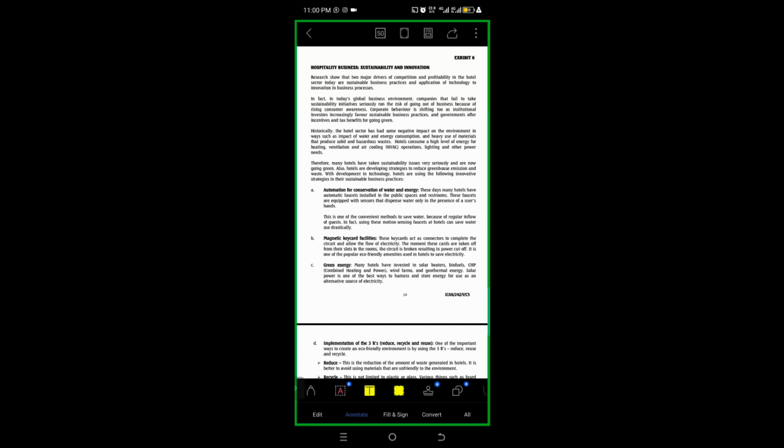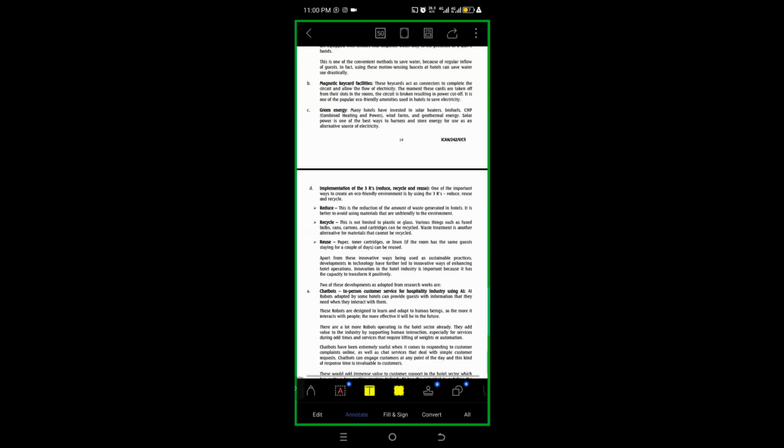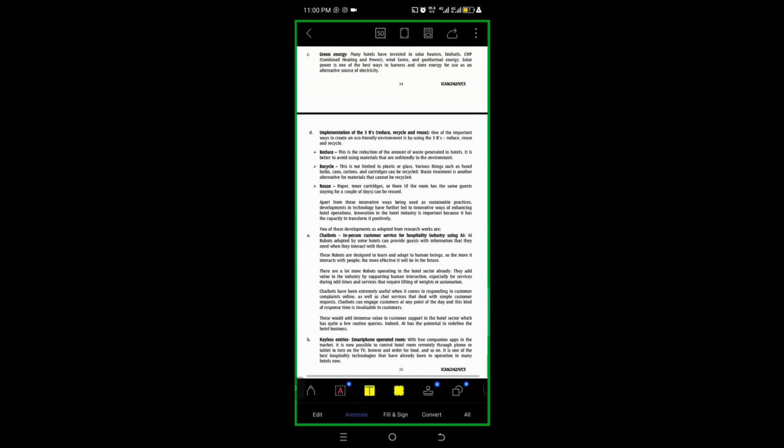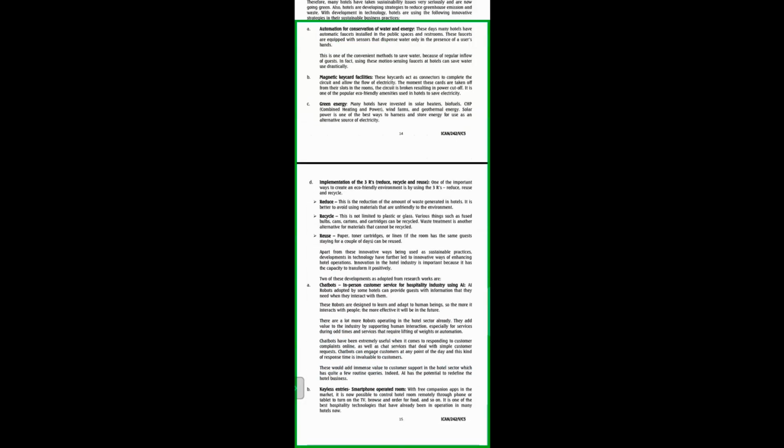C. Green energy. Many hotels have invested in solar heaters, biofuels, CHP (combined heating and power), wind farms, and geothermal energy. Solar power is one of the best ways to harness and store energy for use as an alternative source of electricity. D. Implementation of the 3 R's: reduce, reuse, recycle.